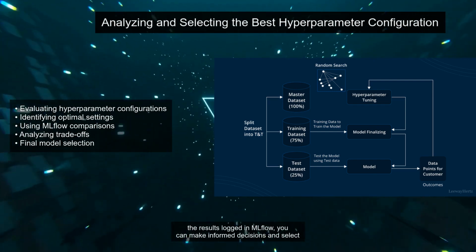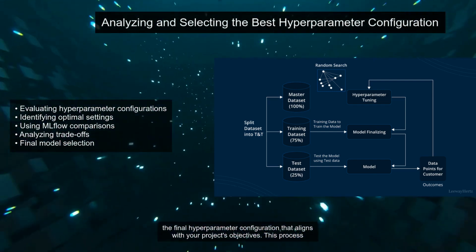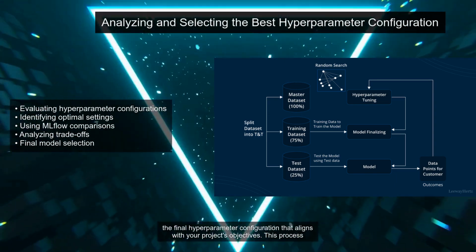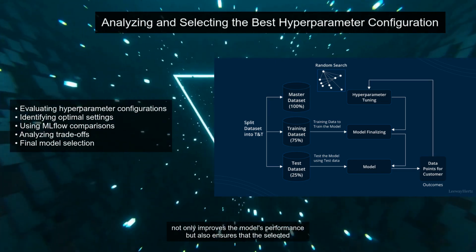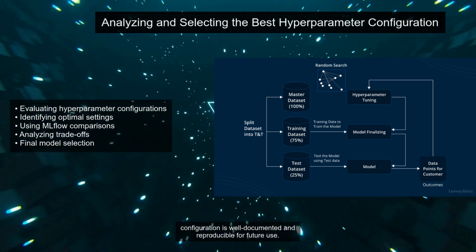For instance, a model with high accuracy but long training time may not be ideal if deployment speed is a priority. By analyzing the results logged in MLflow, you can make informed decisions and select the final hyperparameter configuration that aligns with your project's objectives. This process not only improves the model's performance but also ensures that the selected configuration is well documented and reproducible for future use.